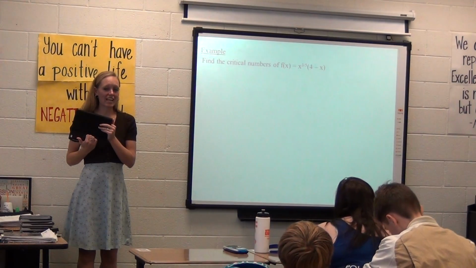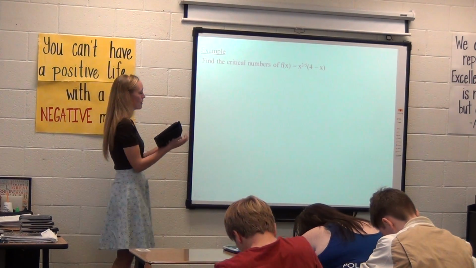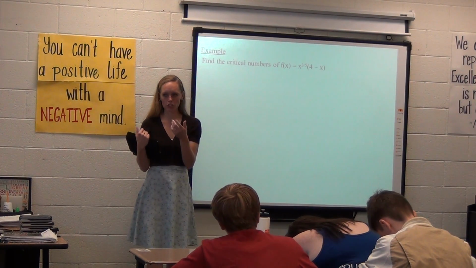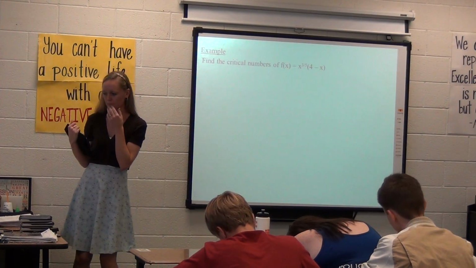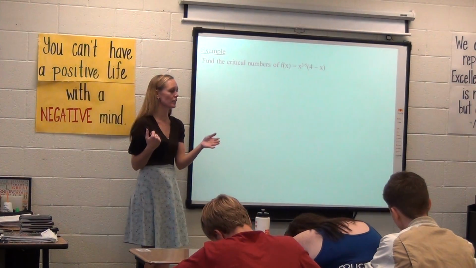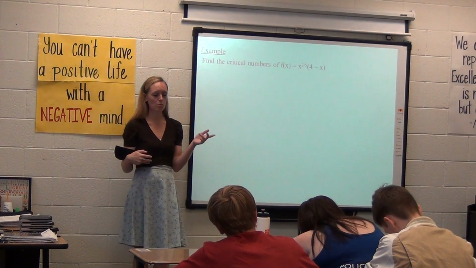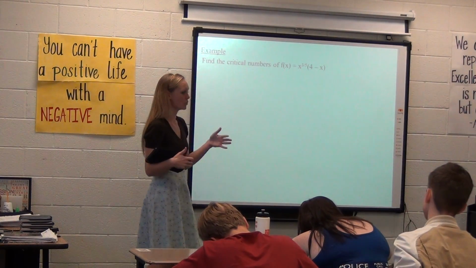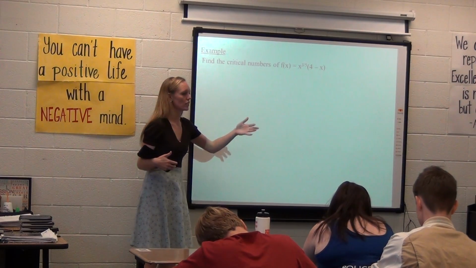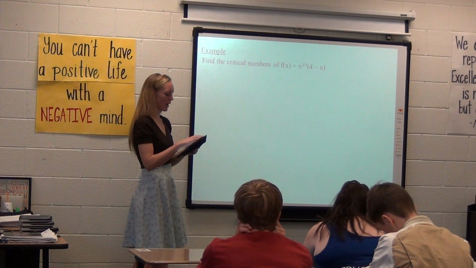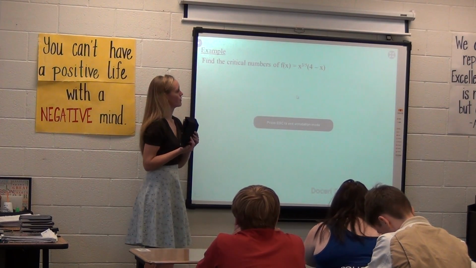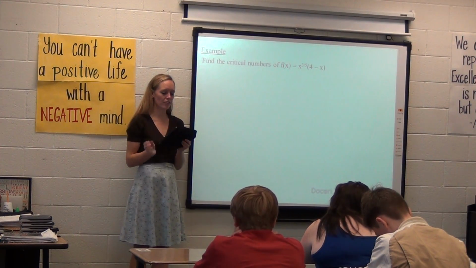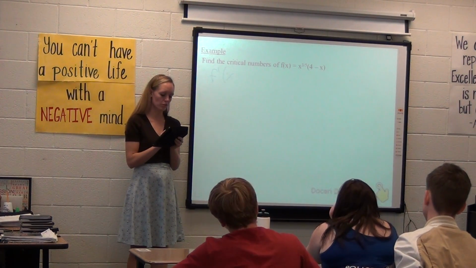Find the critical numbers of f of x equals x to the 3/5 times 4 minus x. We're given a function and want to know where the critical numbers are, because critical numbers eventually lead us to maximum and minimum values. So what do I need to do? I'm deriving the function, because I find critical numbers with information from the derivative.